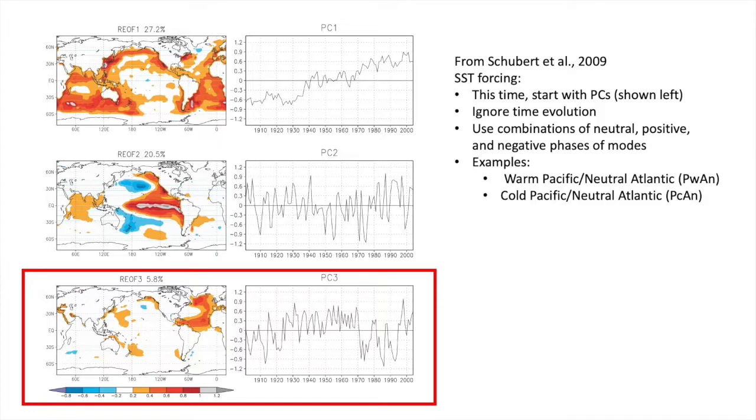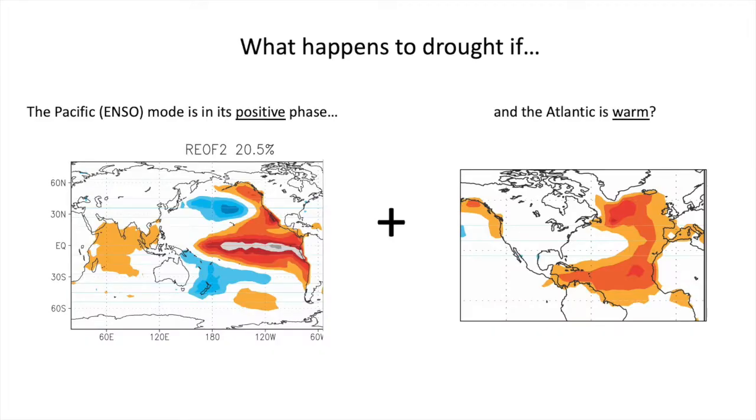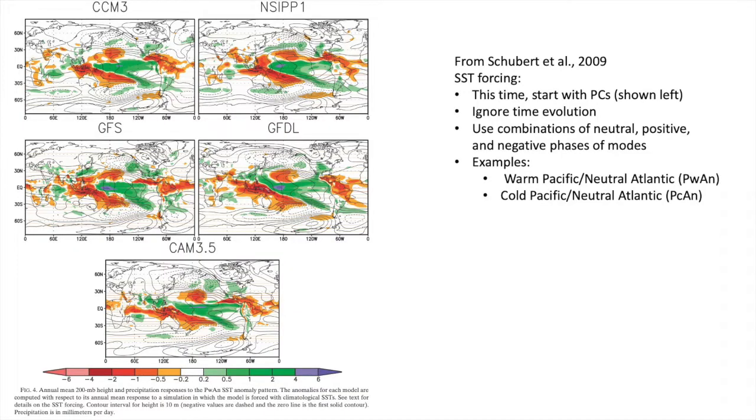They've taken different combinations of these modes. So taking the Pacific to be warm, like an El Nino, fixing it to be in that El Nino state, taking the Atlantic also, let's say, as a warm combination or neutral combination, and running an atmospheric model with those sea surface temperature anomalies to then look at what happens to the precipitation downstream. And here's one example of what you get from this kind of analysis.